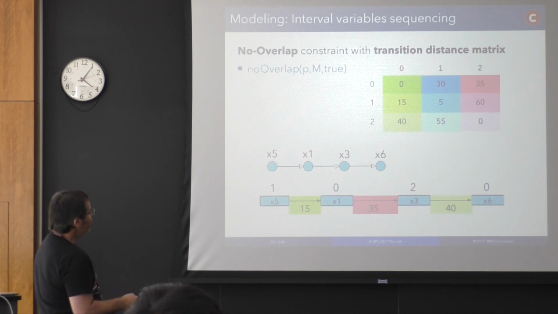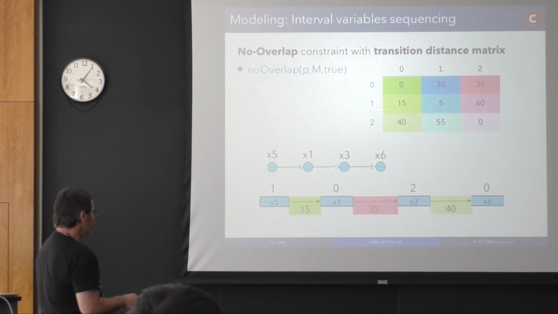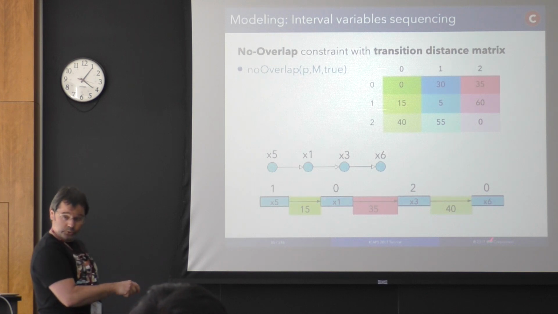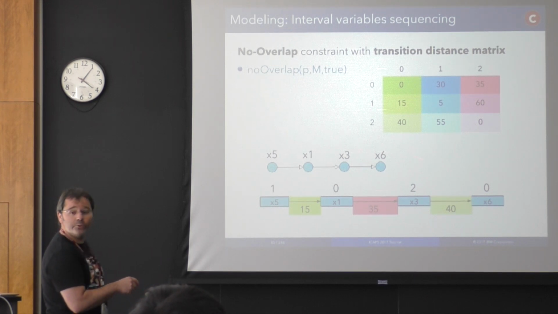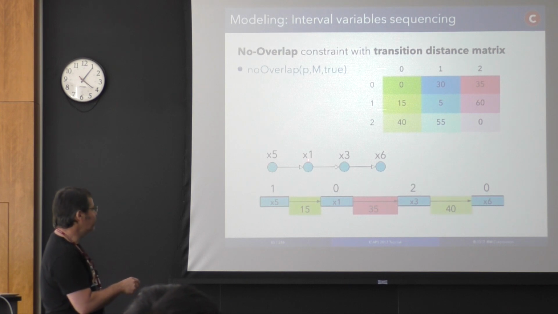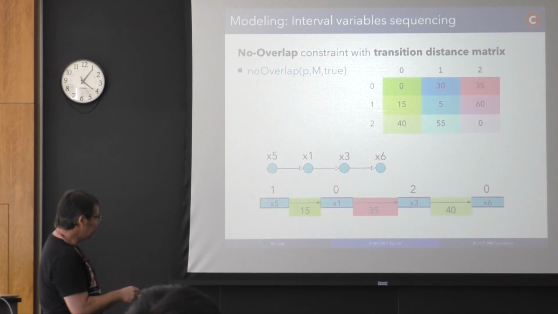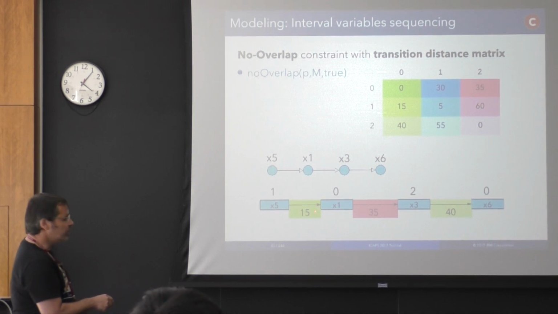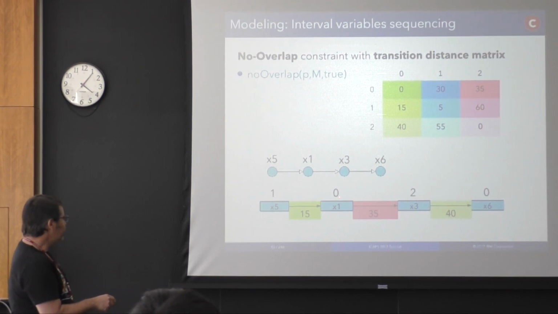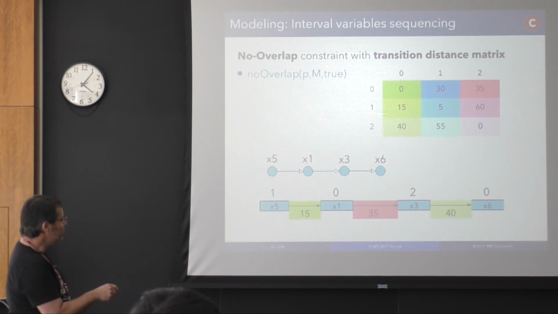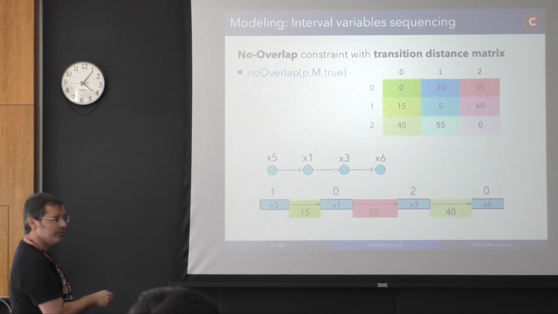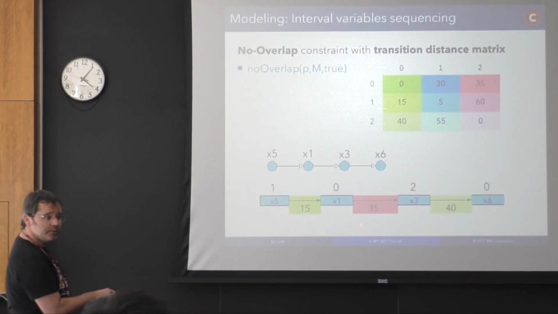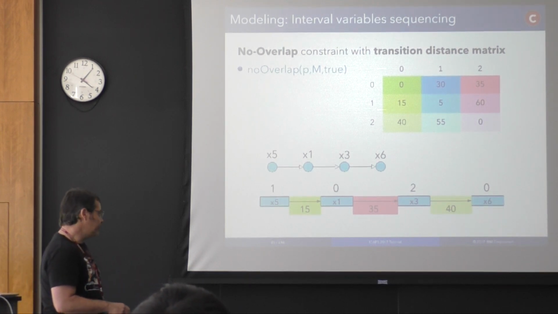So this is a no-overlap constraint. This is a transition matrix. Suppose that we have this, it's also a solution. So we have found this value for the sequence variable: x5, then x1, then x3, then x6. And suppose you have these types: x5 is of type 1, x1 is of type 0, and so on. So this means that you will have a transition time that will depend on the type of the two intervals. So between type 1 and type 0, you have a transition distance of 15, okay? So you have a minimal delay of 15 between these two interval variables in the solution.